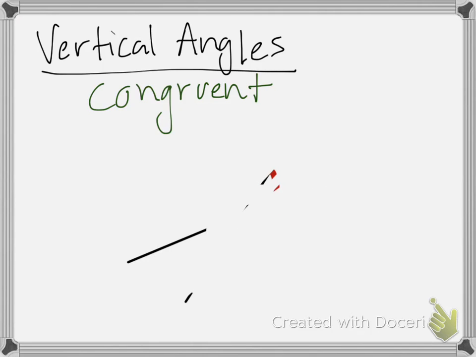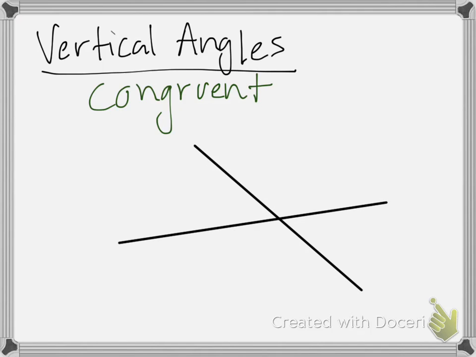So let's draw a set of vertical angles again. Let me erase this here real quick. Alright. Now we know that the angles that are next to each other, or the linear pair, are supplementary, or they add up to 180. But what about these two angles? Those two angles are congruent. So if this is 60, this is also 60 degrees. Those two angles are congruent.